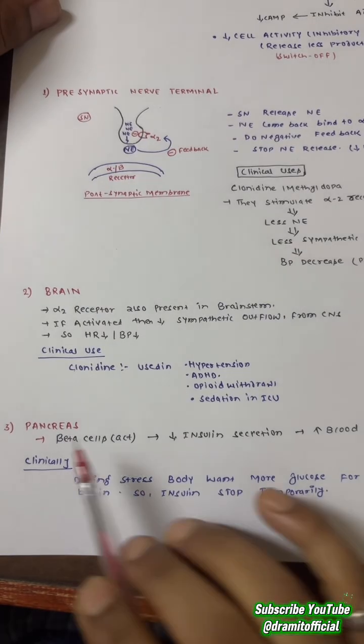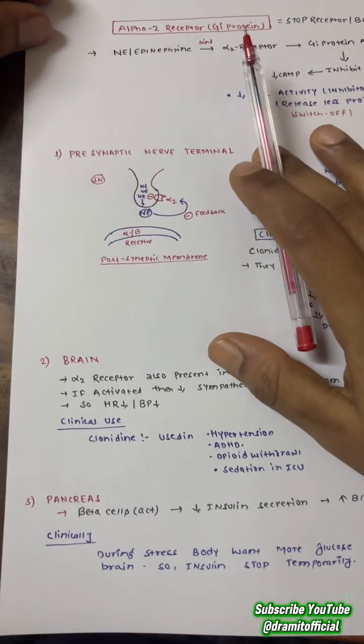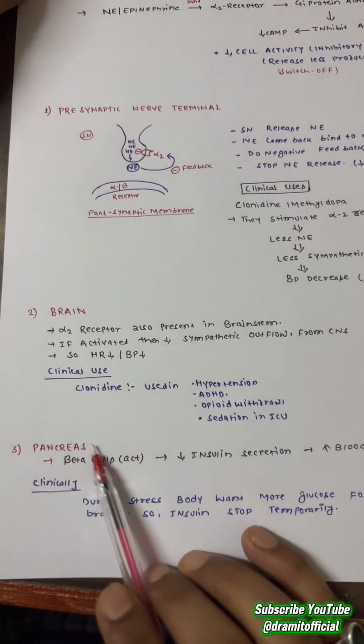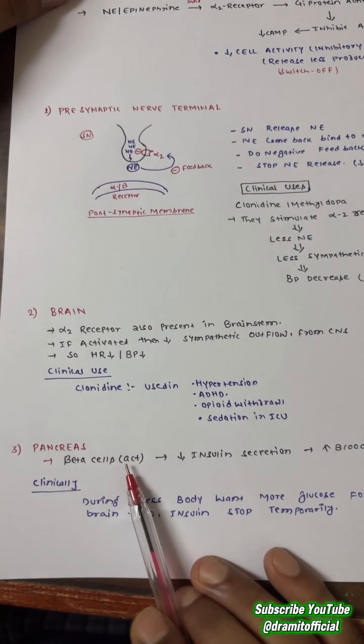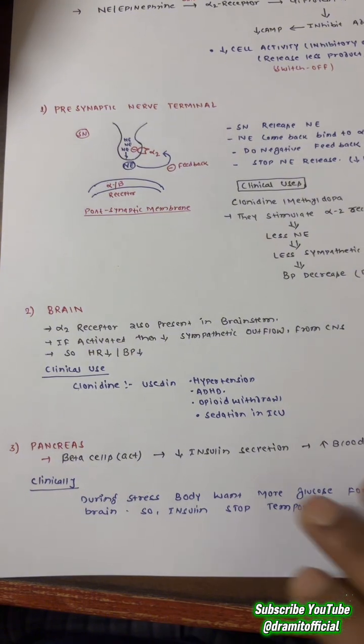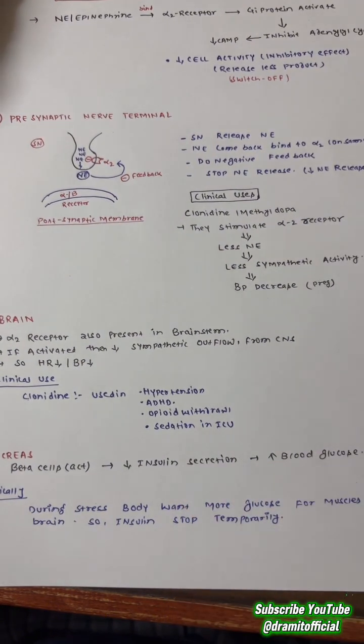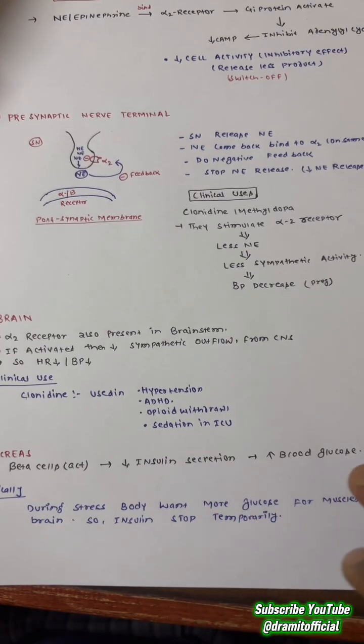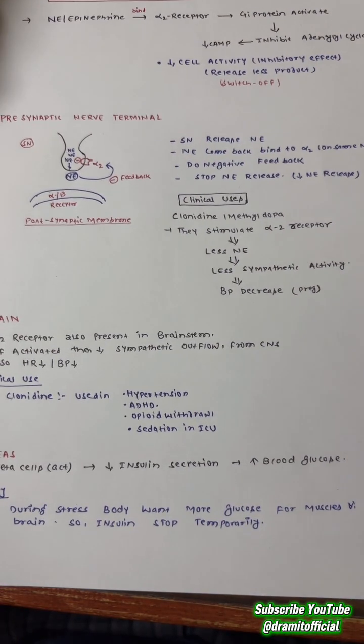Now we'll see how alpha 2 receptors act on the pancreas. We all know that it's a stop receptor or brake receptor. So when alpha 2 receptors of the pancreas get activated on beta cells, they will decrease its secretions. We all know that beta cells secrete insulin, so insulin will decrease. And if insulin decreases, then the blood glucose level will increase in our body.